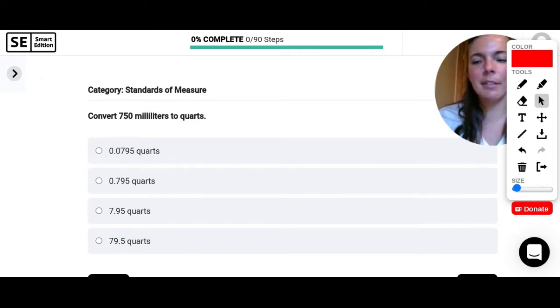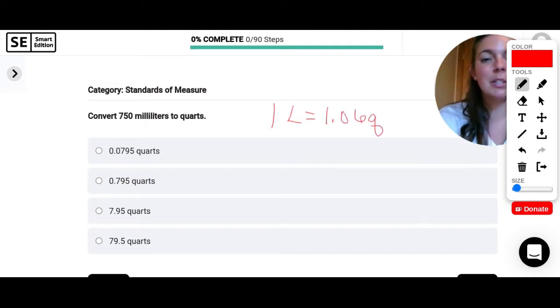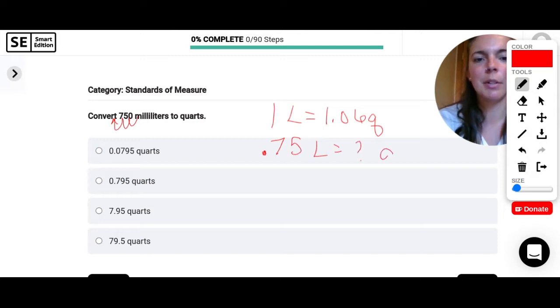Okay, let's convert milliliters to quarts. We know 1 liter has 1.06 quarts. This is a conversion you need to know. Let's turn milliliters into liters, and then this might help us. So swoop your decimal 3 times to the left. So we want to know 0.75 liters is equal to how many quarts?